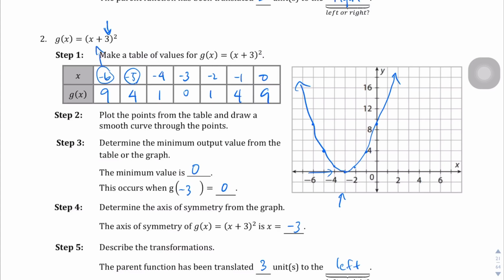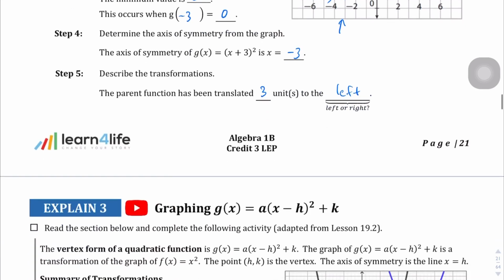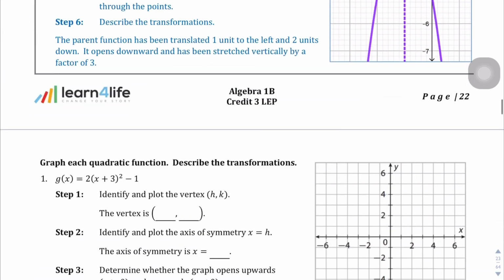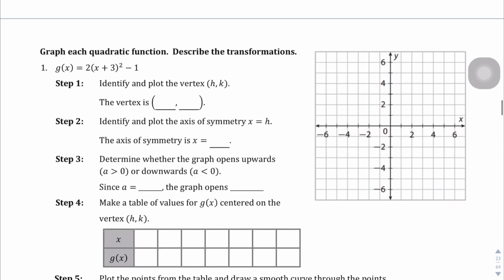When it's positive, you're going to shift over 3 to the left. What I mean by positive is when it says x plus something, it's going to shift over to the left. When it says x minus something, it's going to shift over to the right. Okay, so more of the same. You can read that next explain section on your own.